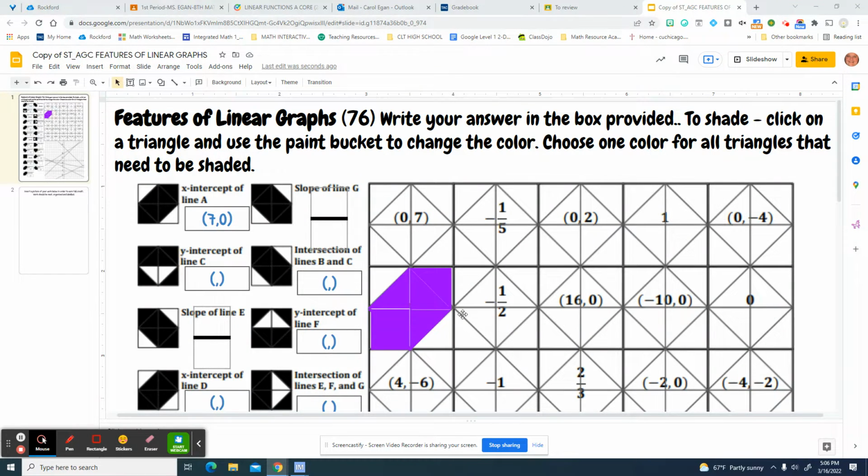Okay, Elijah, you asked me about how to do features of a line graph, so I decided to make you a little video. So we did the first question in class, which is to review. It asked me for the x-intercept of line A.